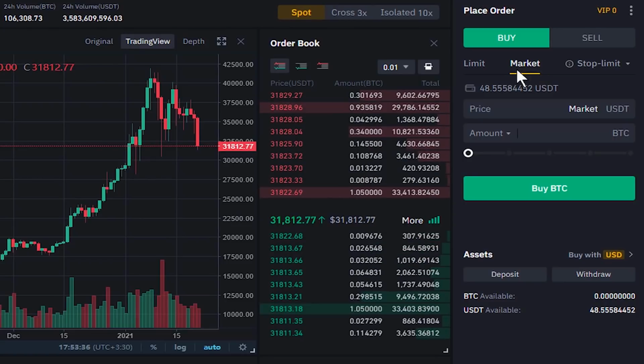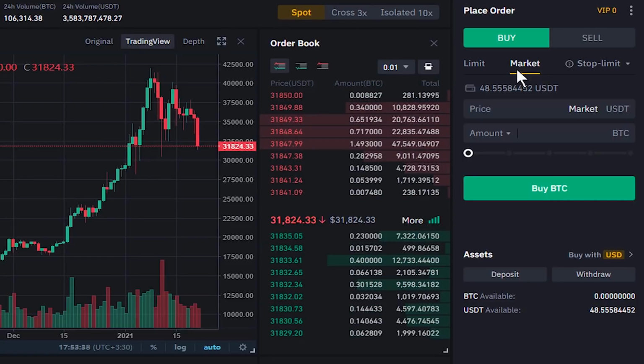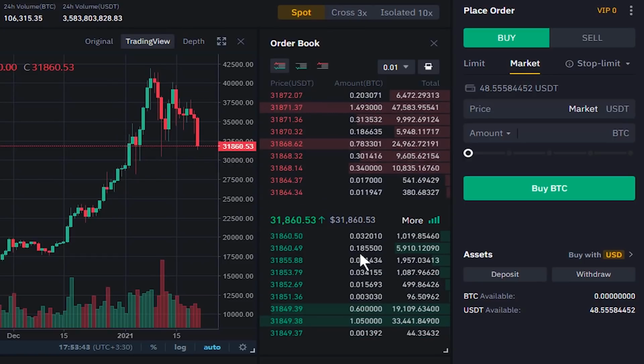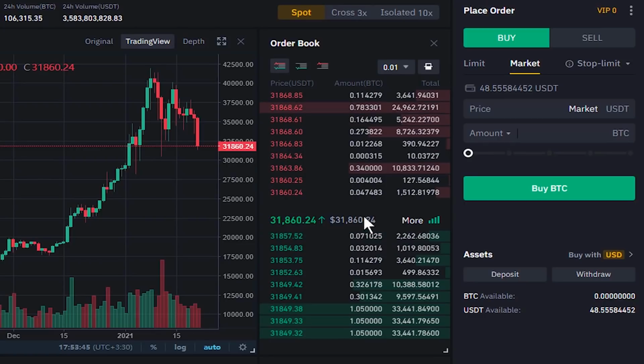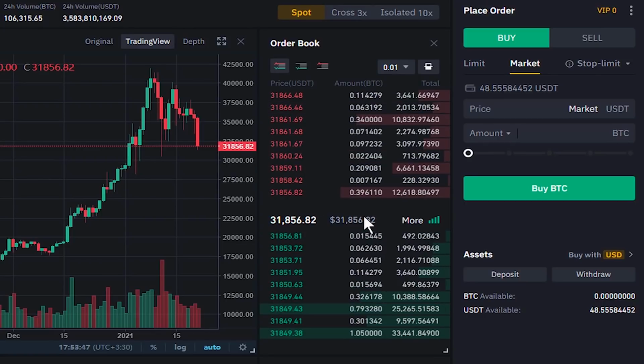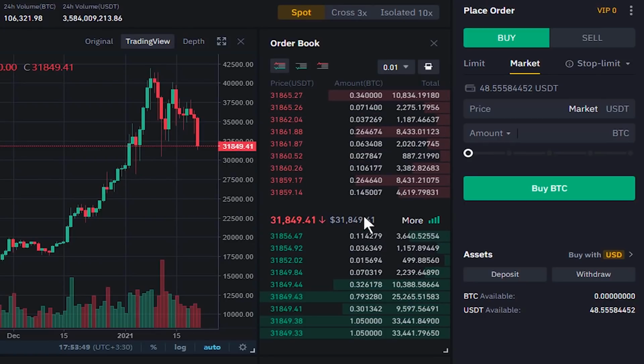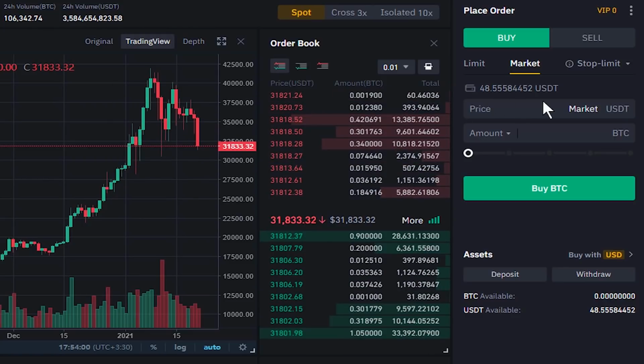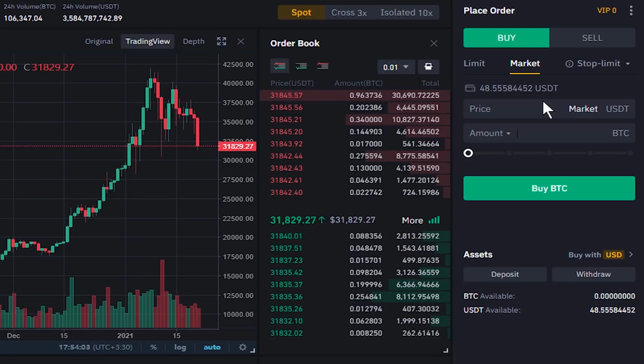What does this mean? This means that your buy or sell order will be executed instantly at the best available price here in pending orders in the order book that were previously placed by other traders. So with a market order, you buy or sell at the current market price. Alright, let's place a market order and see how it works.